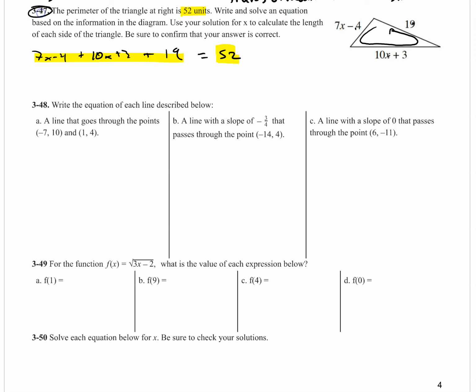I'll let you finish this one. Solve for x, but also use your solution to calculate the length of each side. So after you get x, make sure you plug it in here and here to get the length of all three sides. So the lengths are 19, and then there's two more lengths that we need, however long that is, and however long that is.